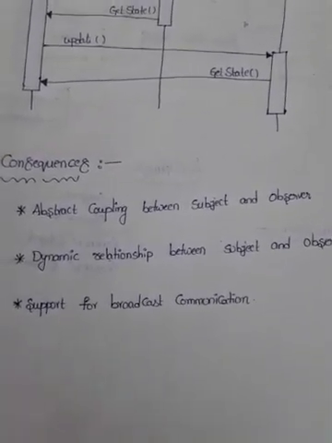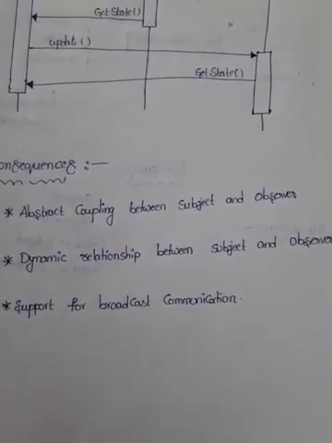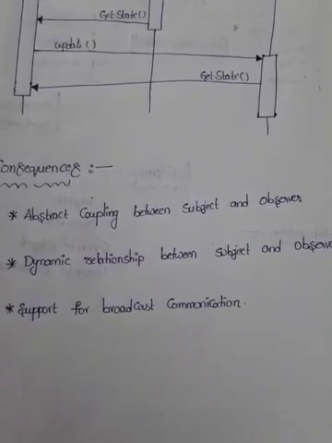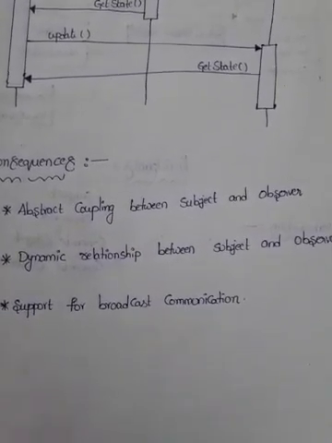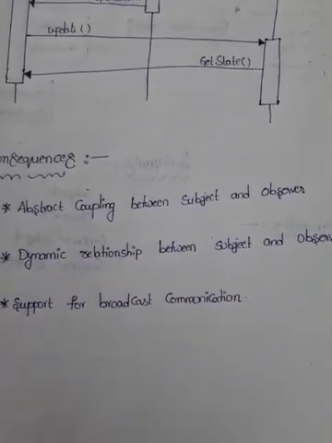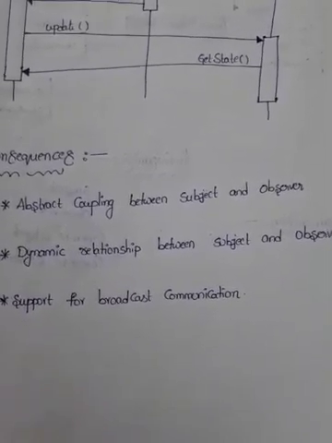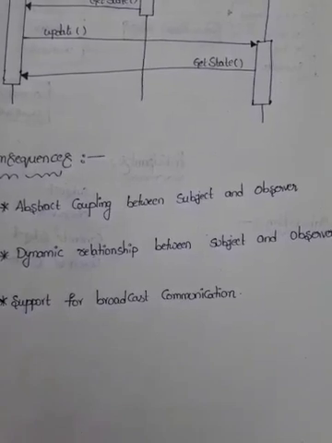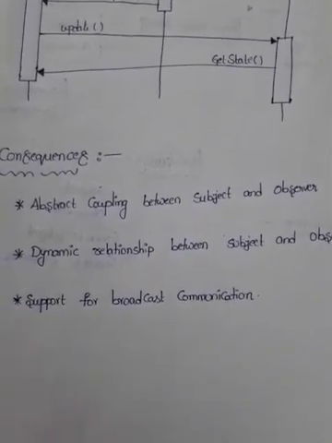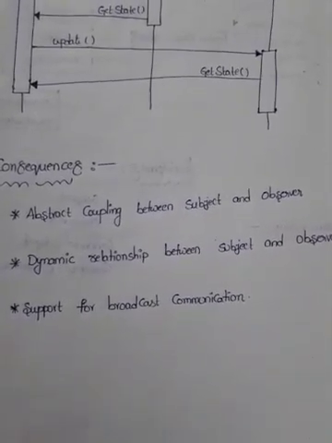And our next one is the dynamic relationship between subject and observer, and unexpected updates, because observers have no knowledge of each other's presence. They can be blind to the ultimate cost of changing the subject. This is one of the consequences we can speak of under this observer pattern.